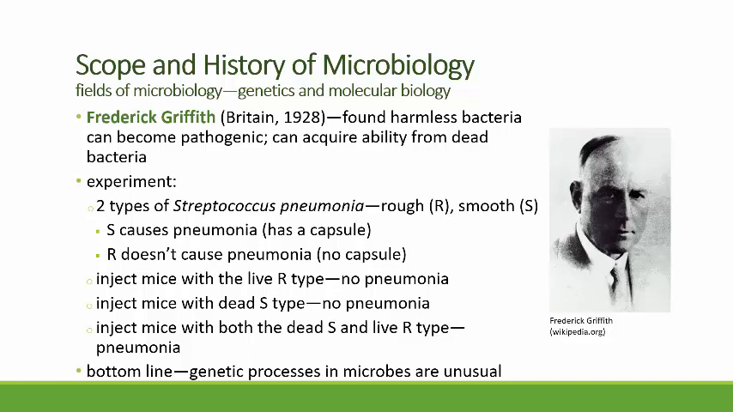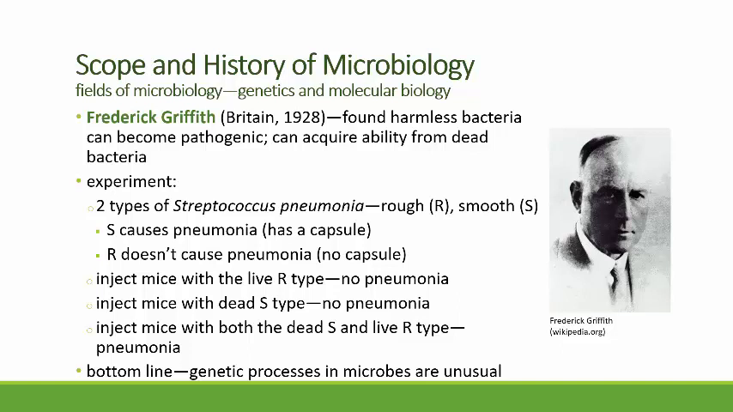So here's his experiment. He injected mice with live R-type bacteria, and as expected, saw no pneumonia develop in these mice. Then he would inject mice with dead S-type, the pathogenic type, and found that that would not cause pneumonia because the bacteria were dead. But when he mixed these two together, injecting into the mice dead S-type and live R-type, he found that they caused pneumonia, and recognized that it was some process that allowed living bacteria to pick up the genetic information from dead bacteria.